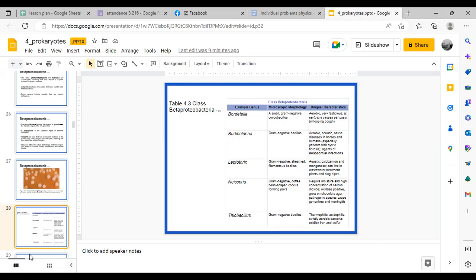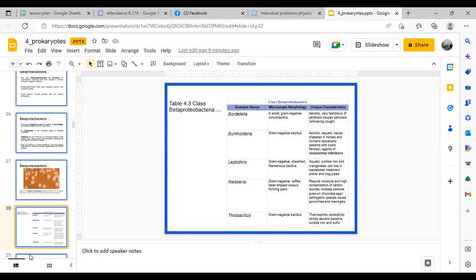Neisseria, so this is a gram-negative coffee bean shaped coccus, and they form pairs. So that's diplococcus. So it requires moisture and high concentration of carbon dioxide. So it can produce oxidase. So that's why it's oxidase positive. This can grow on chocolate agar. So some pathogenic species can cause gonorrhea and meningitis.